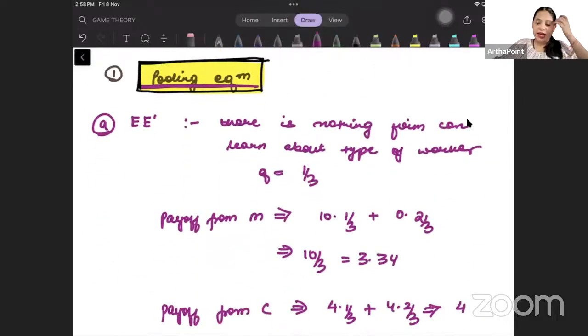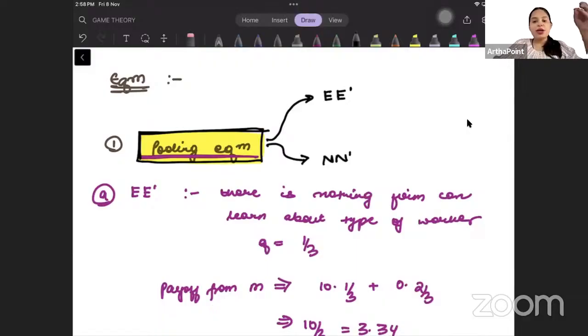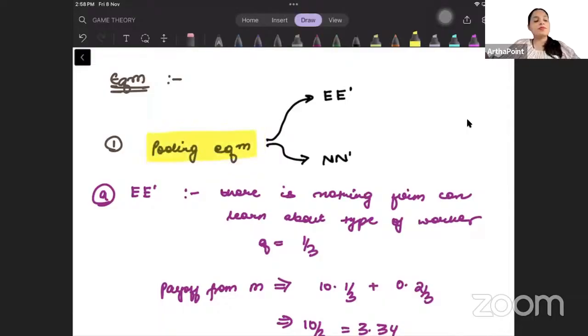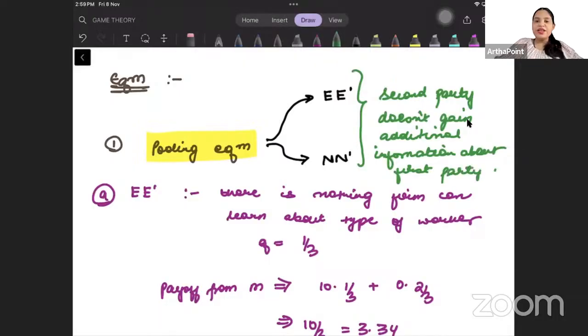So the first equilibrium that we can have will be a pooling equilibrium. In pooling equilibrium there can be 2 types: either you are gaining education, whether high type or low type, in both cases, or you are not gaining education, whether high type or low type. One important fact about pooling equilibrium is that the second party doesn't gain any additional information about the first party.